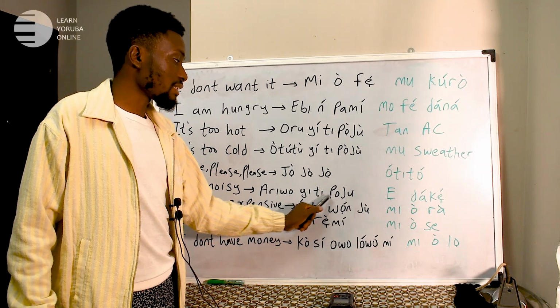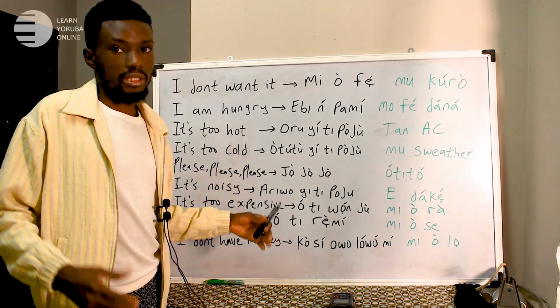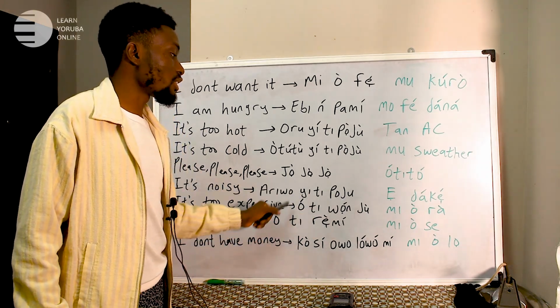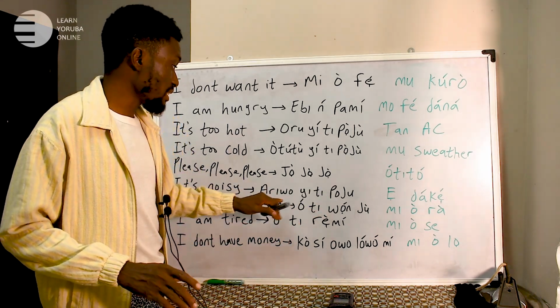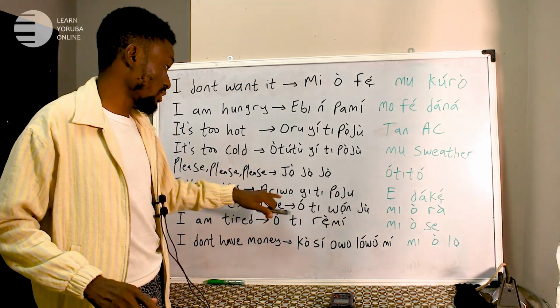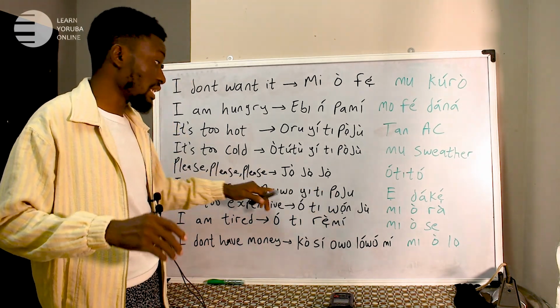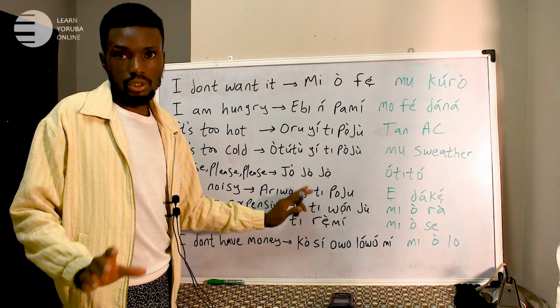Ariwo yi ti poju. Ariwo is noise. So this noise is too much. That's just a direct translation of it. If we translate these words in English, the direct translation is this noise is too much.